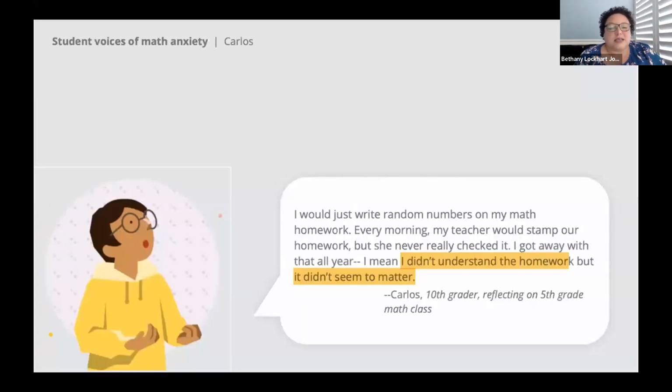So some student voices. Carlos is a 10th grader. He was reflecting that he would just write numbers in his homework. Sometimes we're checking homework in the morning, we might be checking it quickly. He said his teacher would just ask, is it done? Is there stuff on the page? He never understood it, but it didn't seem to matter.